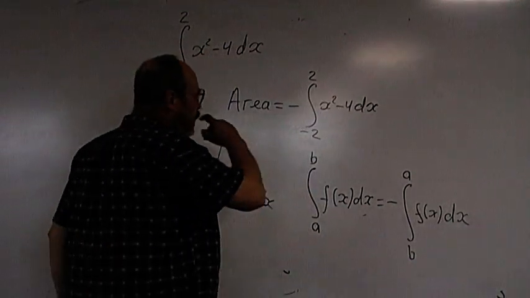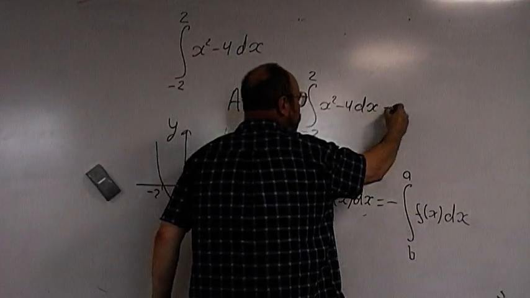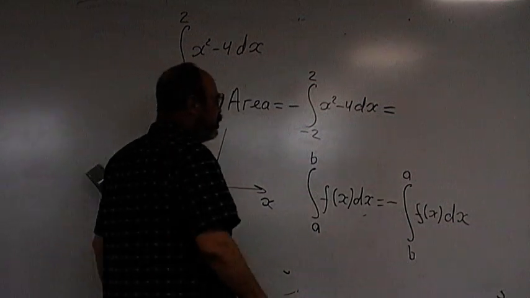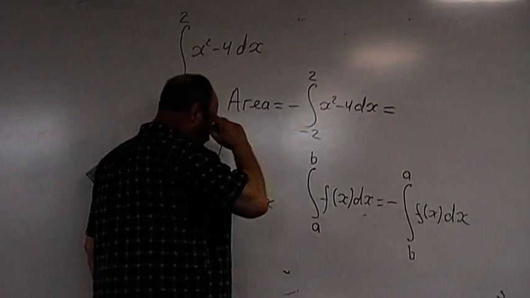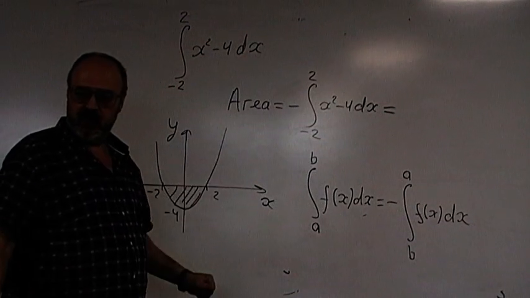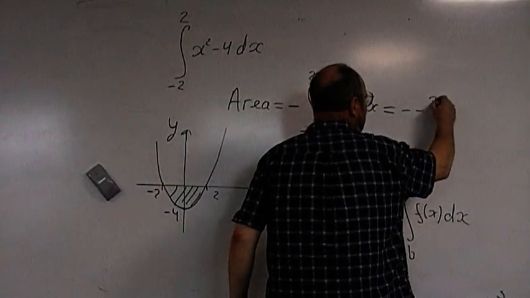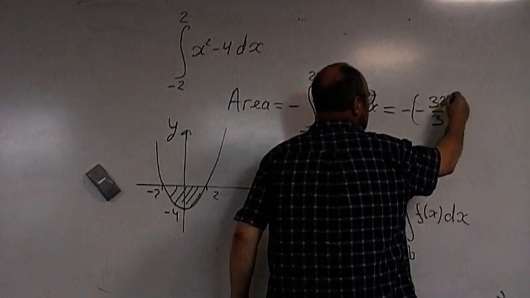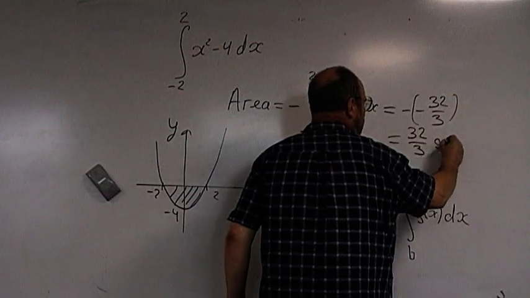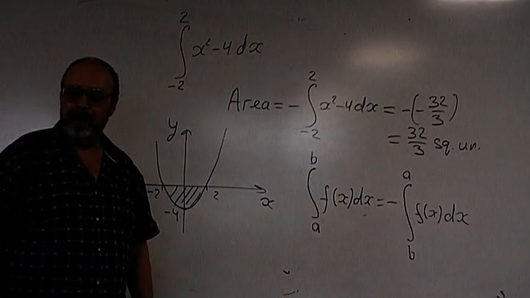Now, when we calculated just that integral without the minus, what we got in the previous example was negative 32 on 3. So it will be equal to negative negative 32 on 3, so equal to 32 on 3 square units. Make sense? Yeah, that makes sense.